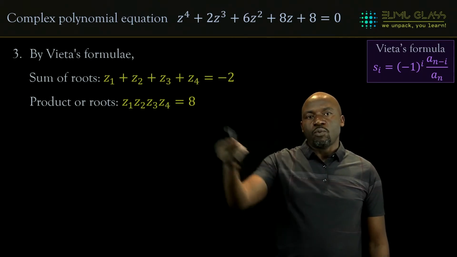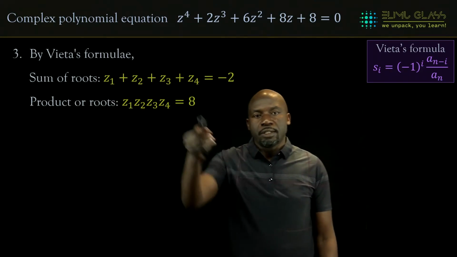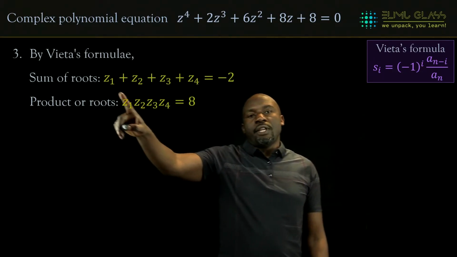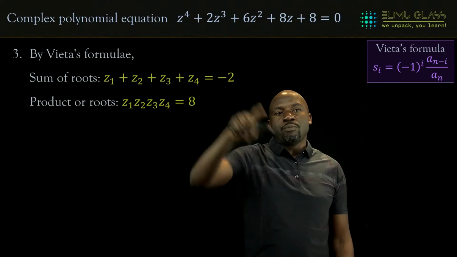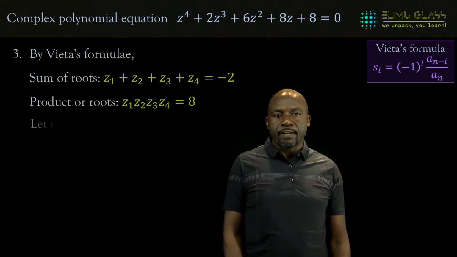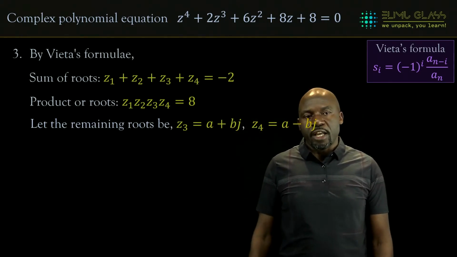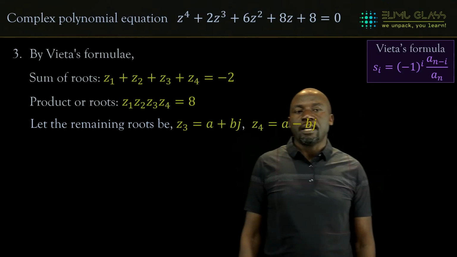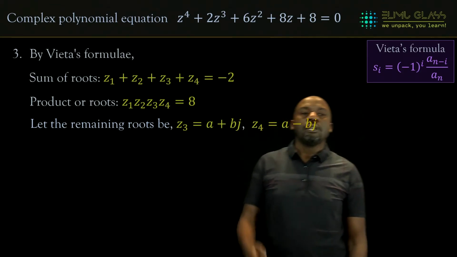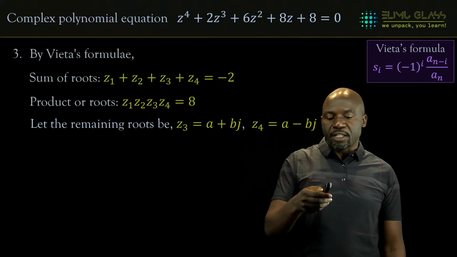So if that's the case, we already know Z1 and Z2. Let's see if we can get Z3 and Z4. So the sum of all the 4 roots must be -2, and the product of the 4 roots must be 8. Okay, let the remaining roots be a plus bj. Let's assume that they are also a conjugate pair as well, so that one is a plus bj and the other one is a minus bj.